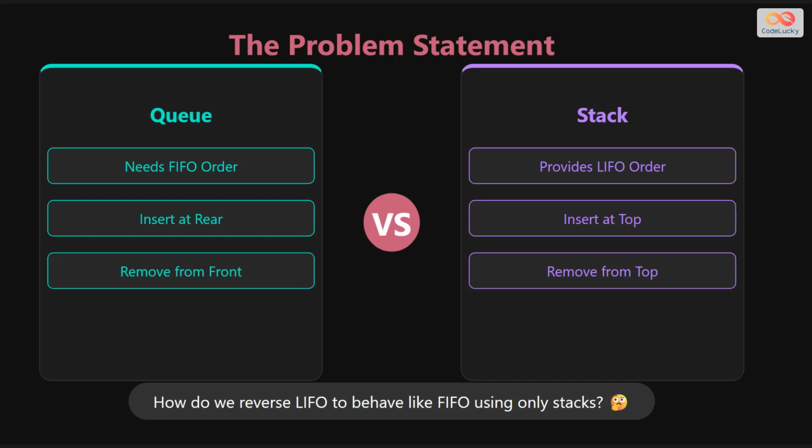So, here is our challenge. We have a queue, which needs to process elements in first out order. But we are only allowed to use stacks, which force us into a last in first out order. How do we use the restrictive LIFO mechanics of a stack to simulate the behavior of a queue?